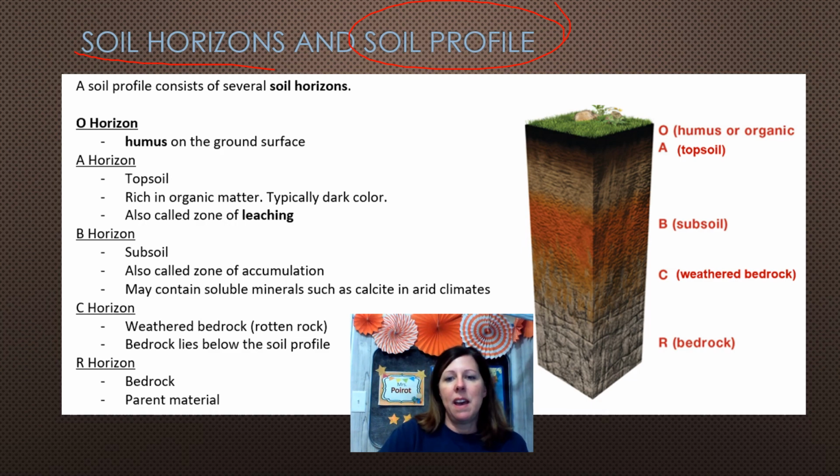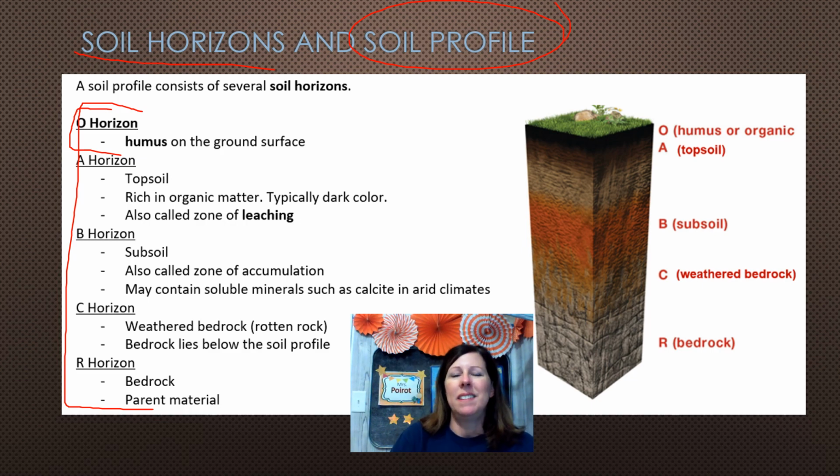So if we look at the different horizons, most soils have the A, B, and C horizon. Some soil profiles have the O horizon, which we'll start with. The O stands for organic, which is either humus or organic matter, such as decomposing leaves, and it's thin in some soils and it's thick in others. It just depends on where it's from. And sometimes there is no O horizon in a soil profile.